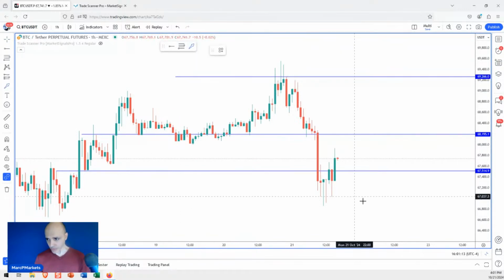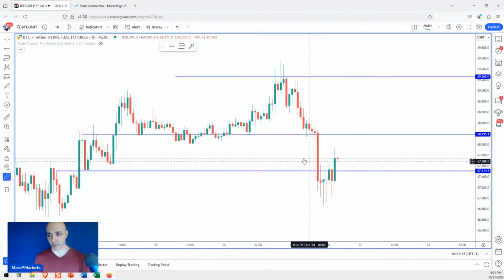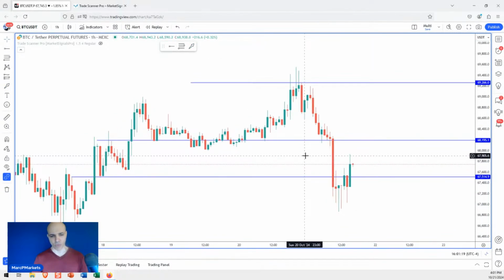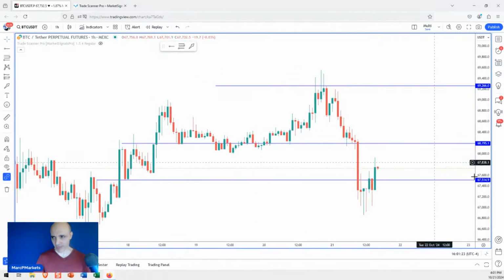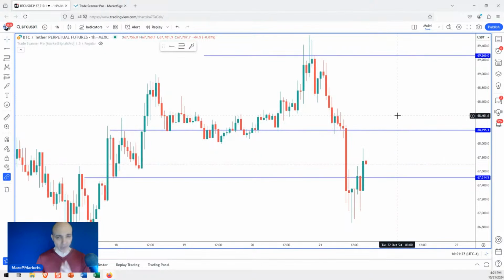Now, are we sitting right on this support? Are we sitting right on it? We're not. What does that mean? Can anyone tell me? Let's see if you guys are paying attention. What does that mean? I'm not sitting on the support.